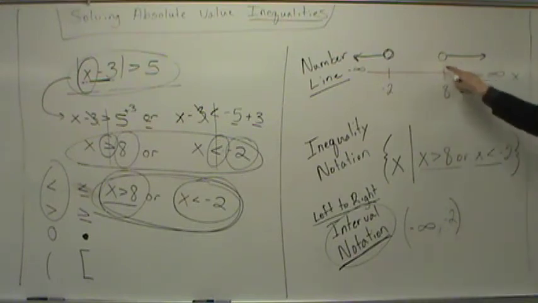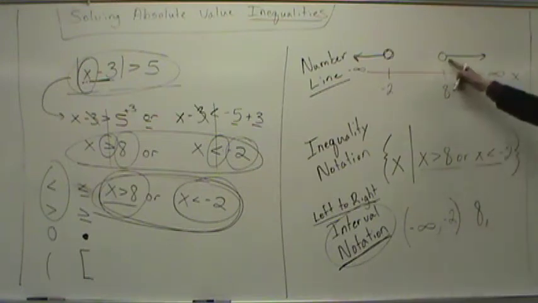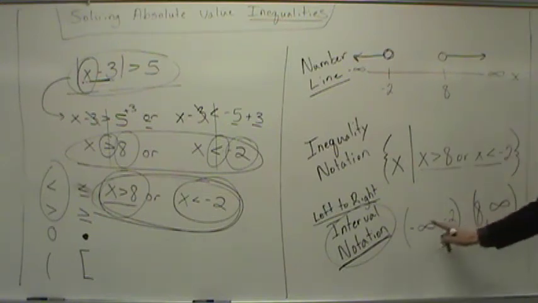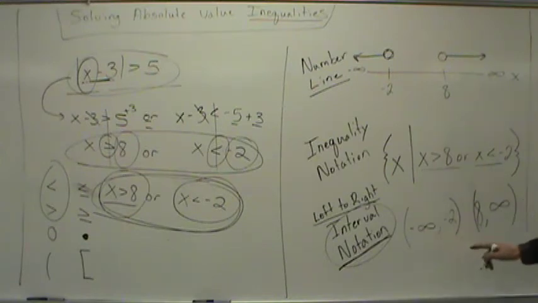Hopefully you say open. Okay, and so we're going to start at 8. Since it's open, we're going to put what? Parenthesis next to 8. Up to what? Forever to the right. Forever to the right is positive infinity. So always parenthesis next to positive infinity or parenthesis next to negative infinity. We'll talk a little bit more about that in a minute.